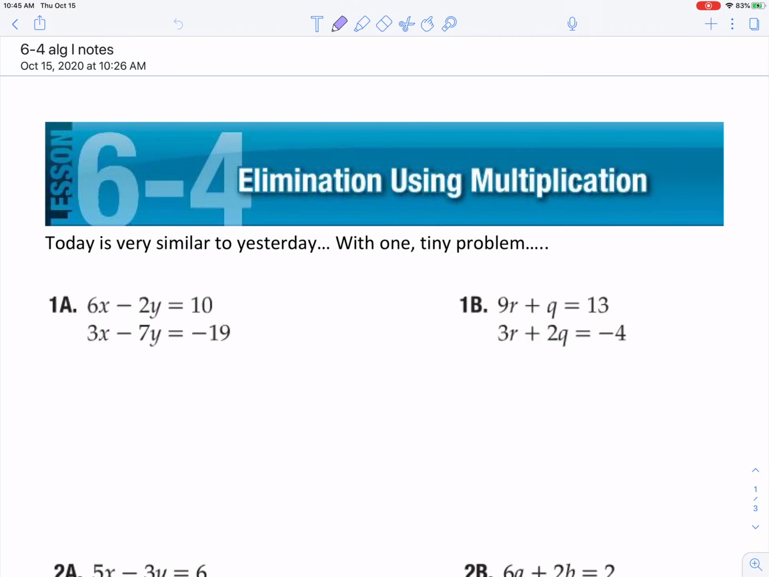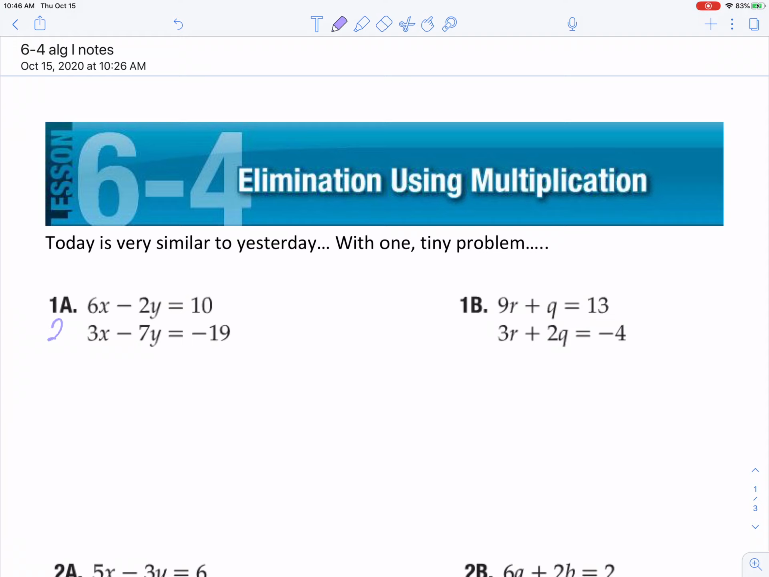So where things get kind of a little funky with elimination is sometimes we're not necessarily going to have the same number that'll cancel out for coefficients. So look at 1a. If I was to add or subtract this, there's nothing that will cancel. Now the good news is I know that if I multiply everything inside one equation, it doesn't change the value of the equation. This is an important piece of information because check it out.